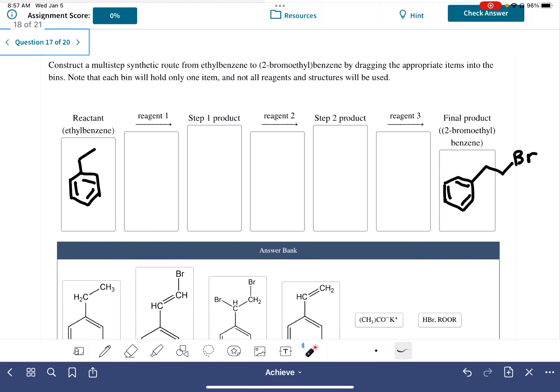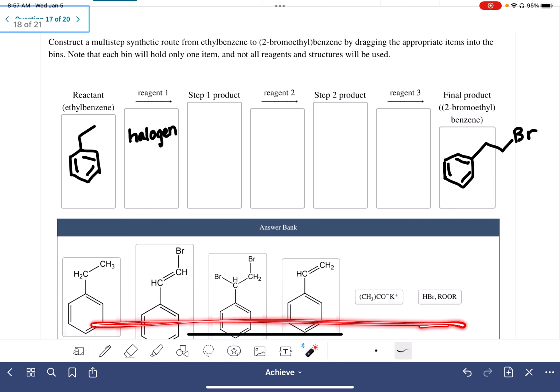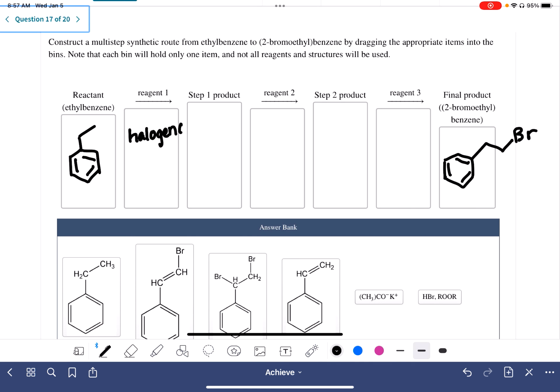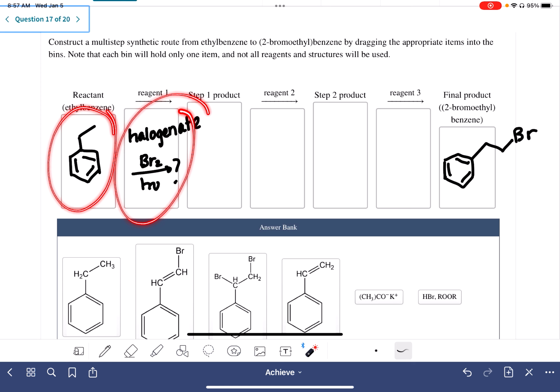And in that case, the very first thing that we should do is halogenate. I don't know because I can't see all of the options in the answer bank. I know that there are more things down here, but we need to halogenate to start with. So maybe it's going to be something like Br2 with light. And then in this box, you're going to draw the product, or choose the product of that halogenation.